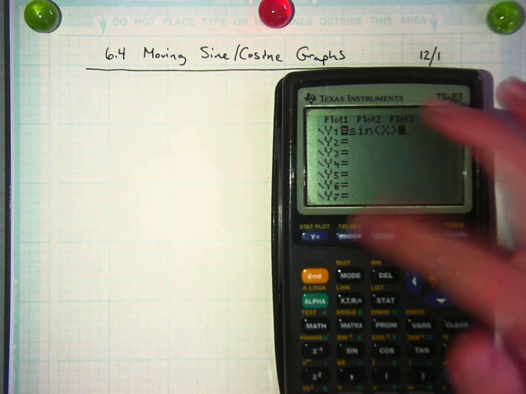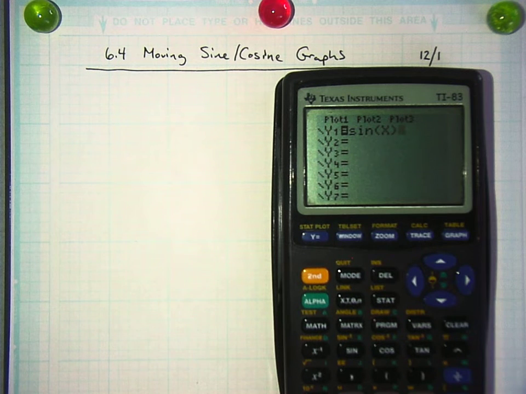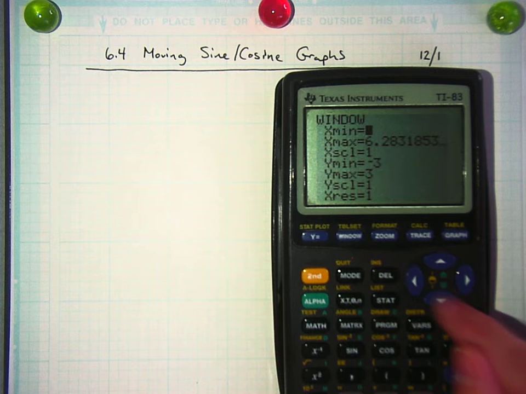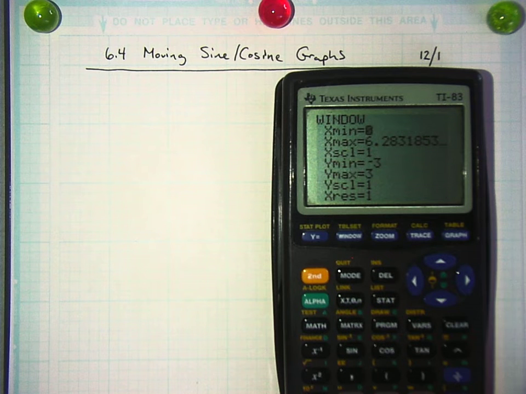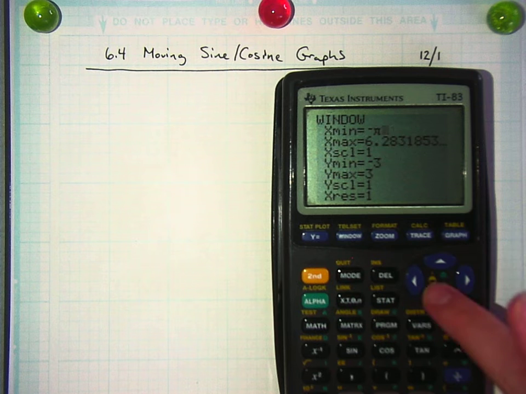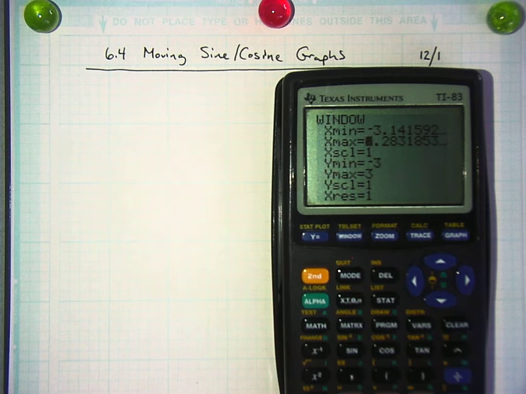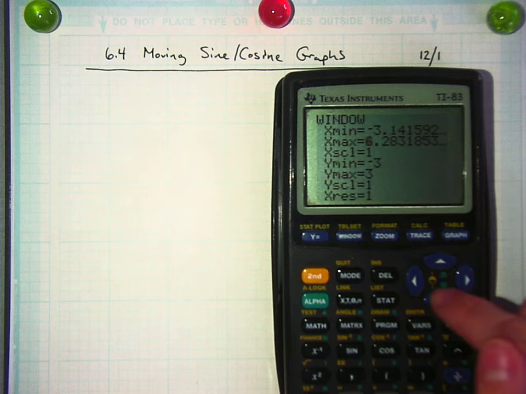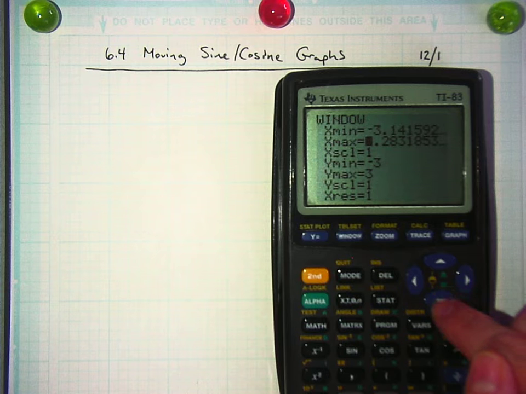And then we're going to go to the window and we're going to change a couple things. Let's start at negative pi. Make sure that you're using the negative sign that is below the 3 and using the pi button, not just typing in 3.14. For the x max, 2 pi is good. If you don't have 2 pi in there, change it to 2 pi.